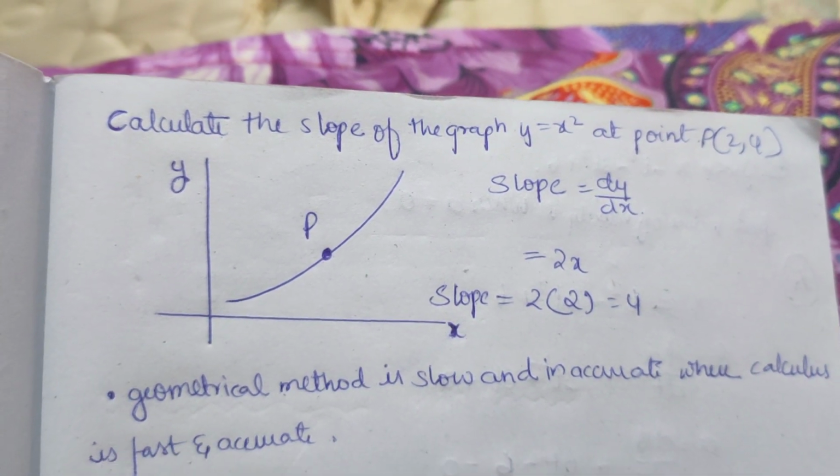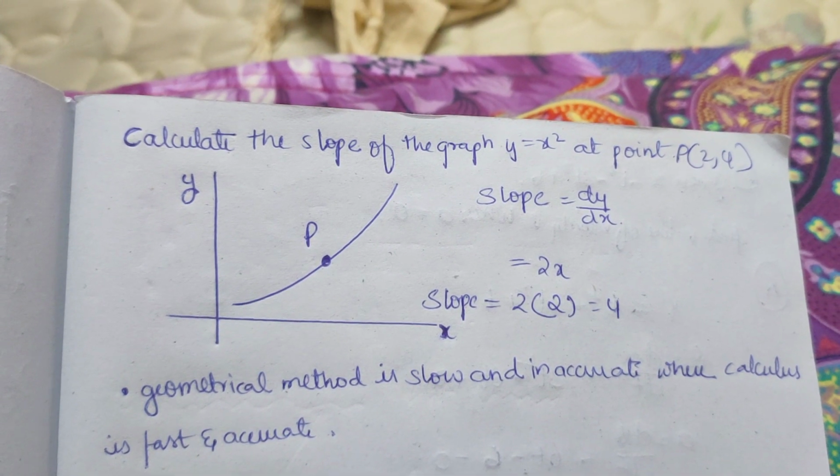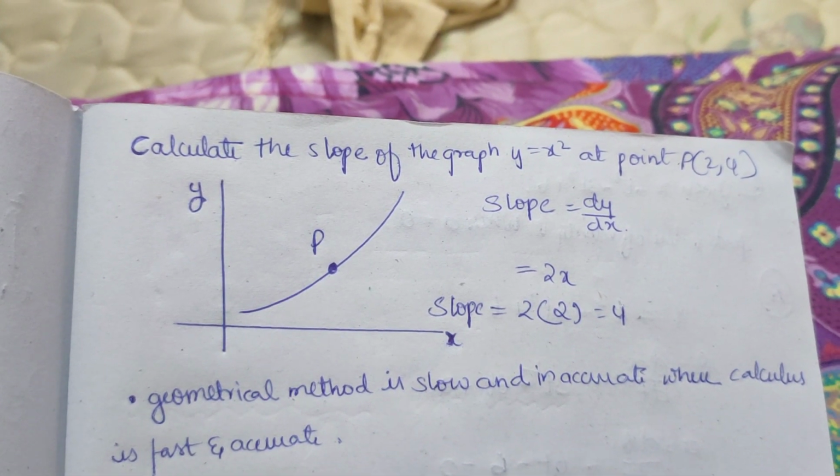The geometrical method is slow and inaccurate, whereas calculus is fast and accurate. So we have completed the lesson motion in a straight line. Thank you.